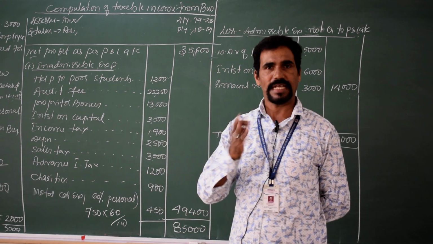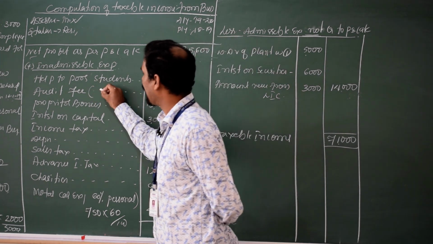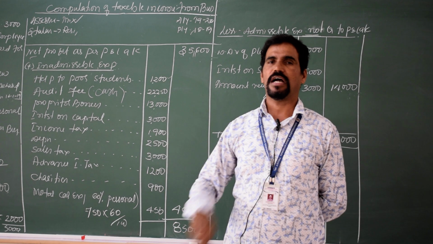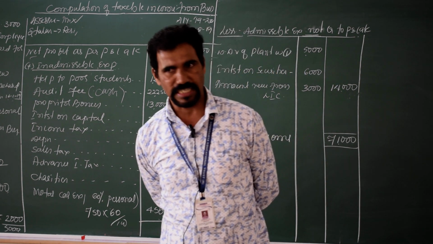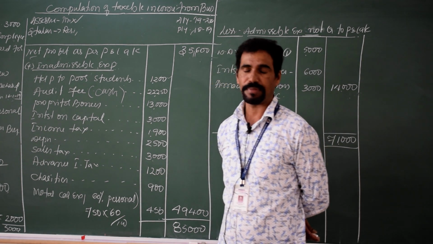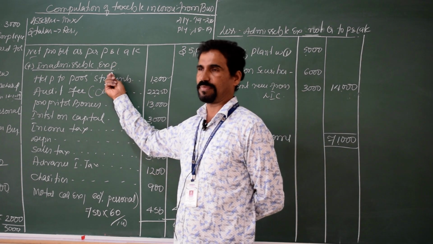Audit fees are 100% business expenditure, but now he has given it as a cash payment. Whatever it may be, for a cash purchase above 20,000, it is not a business expense, and we are going to treat it as an inadmissible expense.